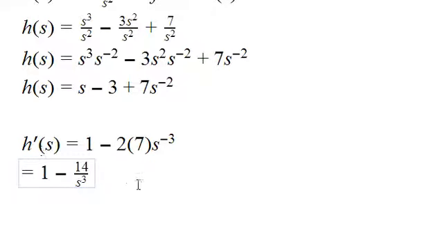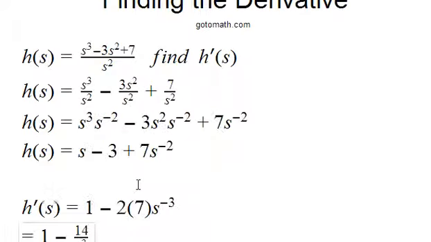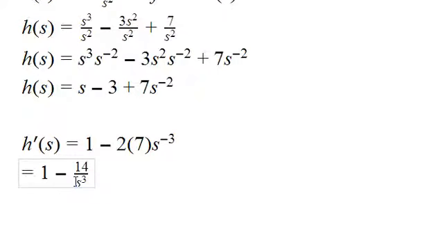Alright, so as you can see, this thing did some reducing down, didn't it? Okay, so that's going to be our final answer. H prime of s is equal to 1 minus 14 over s cubed.